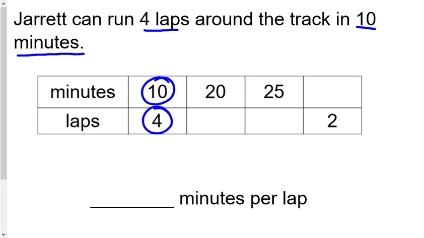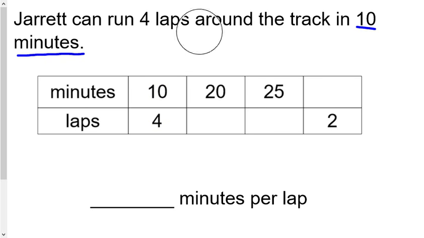And I could have put the laps on top and the minutes on the bottom. It doesn't particularly matter necessarily. But as I've told you all, we typically try to do the bigger number on top if we can when we're writing ratios. That's why I did it this way. But you could do it the other way as well.